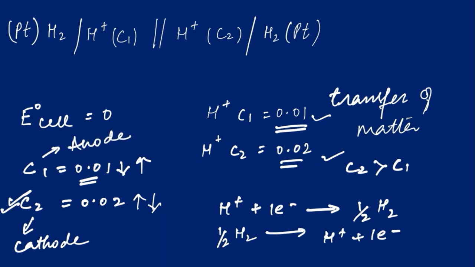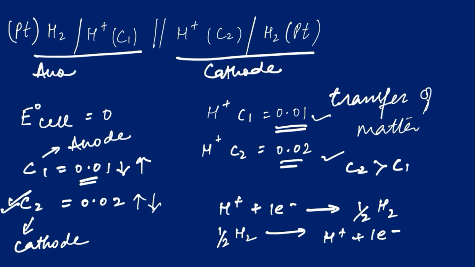So it can be seen that the one having higher concentration of H plus ion acts as cathode. The half cell having lower concentration of H plus ion acts as anode. Oxidation takes place and the concentration of H plus ion increases. And this results in the flow of current in the external circuit, and the current will flow as long as the concentration does not become equal. So here this is the cathode and this is the anode.